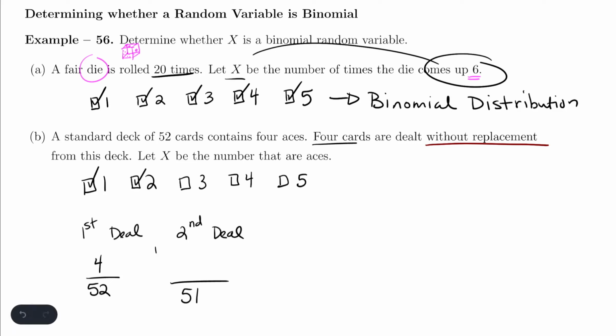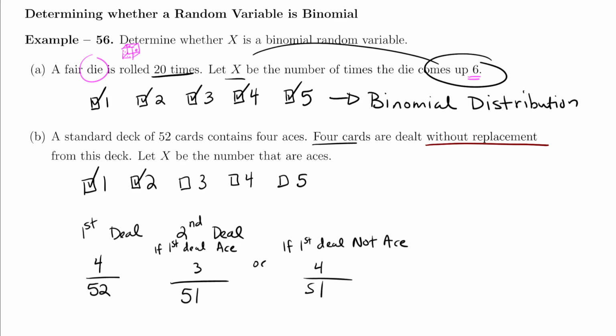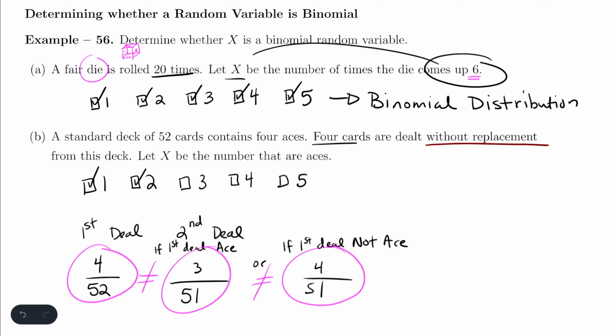If the first deal was an ace, then one of the 4 aces is out of play, so the probability that I get another ace is now 3 out of 51. Or if the first deal was not an ace, there's still 4 aces in the deck, but 51 cards to draw from. Either one of these 2 cases, this is not equal to this or this. And as the probabilities are not all equal, we see condition 3 is not met.